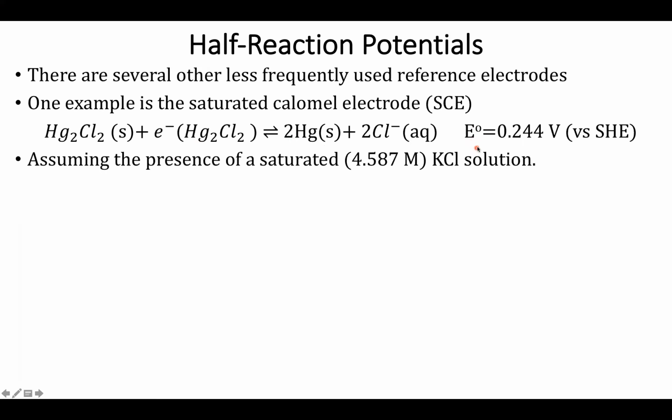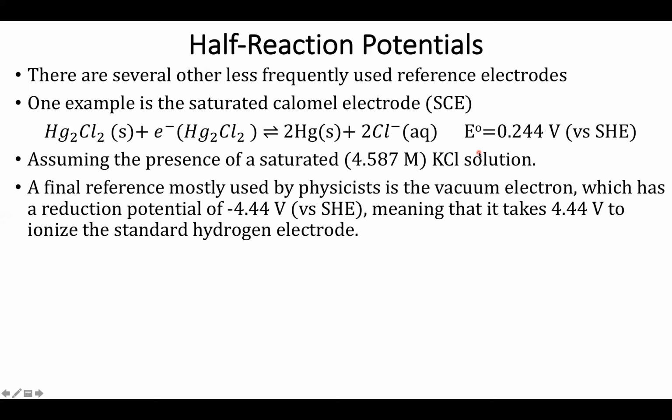However, I do want to make note of one last reference. In this case, it's less of a reference electrode and it's more of a reference system. And that's essentially what I like to call the vacuum electron. So this is an electron purely in the vacuum, not present on a solid or an electrochemical cell. So this is a reference that's most commonly used by physicists and theorists who are occasionally taking an electron out of a saturated vacuum or ionizing an electrode to produce an electron in a vacuum. So this has a reduction potential of negative 4.44 volts.